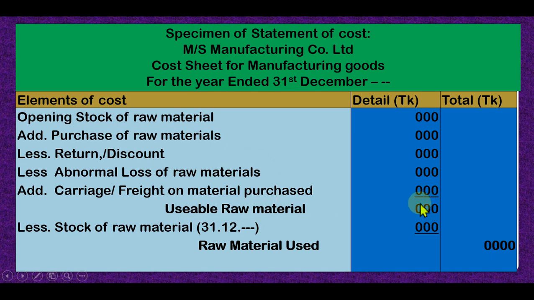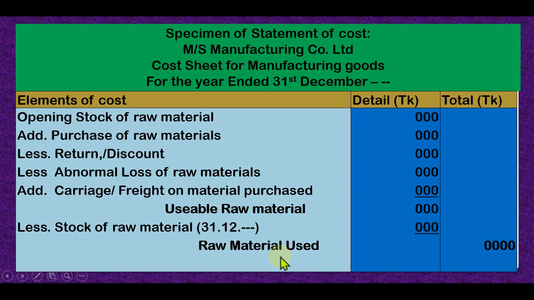So that is the usable raw material. That means now you get the usable raw materials, whatever raw materials are available in your factory for producing the goods. From that, if you take the closing stock of raw materials, that means how much raw material you have at the end of the year, and subtract it, then we will find raw material used or raw material consumed. That means whatever raw materials were used for producing that product. I hope you understand how we can find out raw material used.